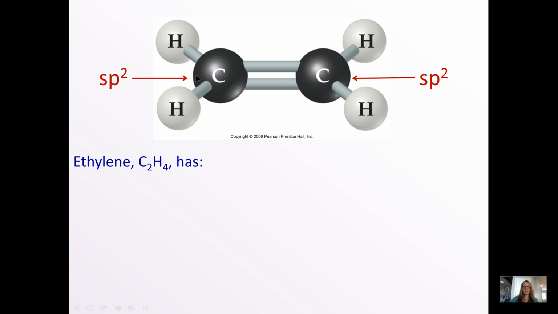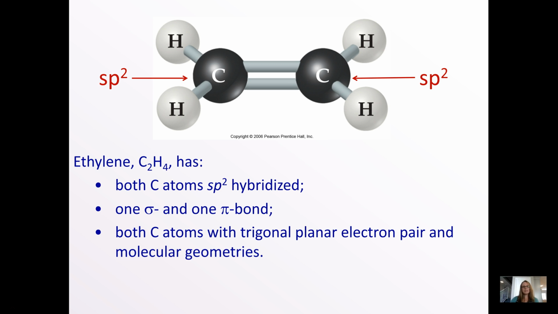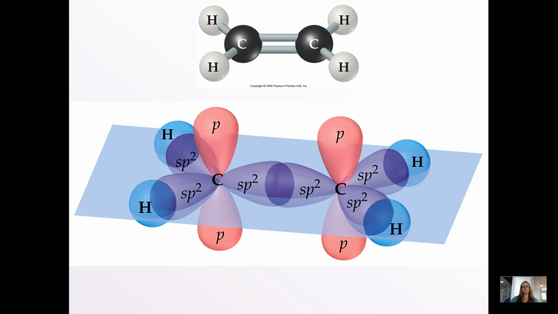So if we're doing the sp2 hybrids, we've only hybridized 2 of them. That means we have 1 p orbital left over. So 1 sigma, 1 pi bond, that's double bond. Both are sp2 hybrids. Trigonal planar because it's an sp2. And a little bit more detail. So this is what it looks like.